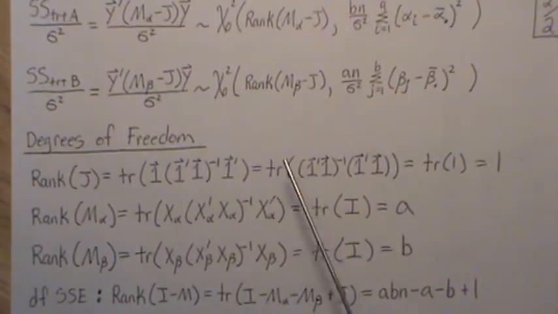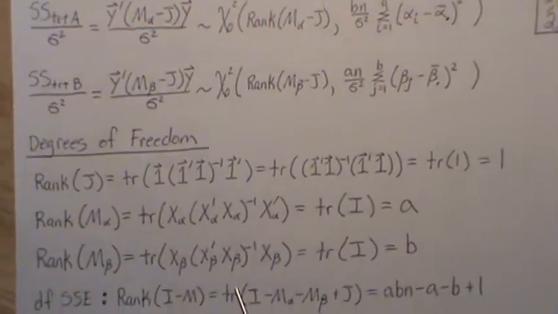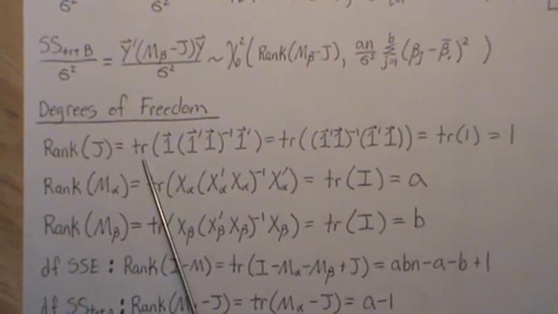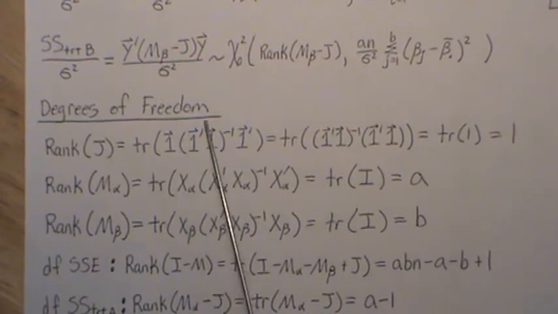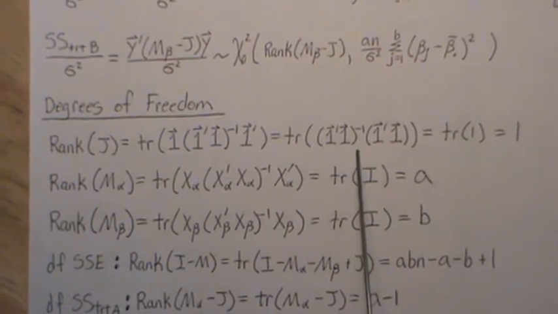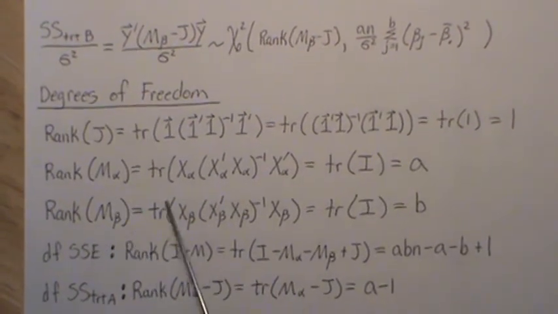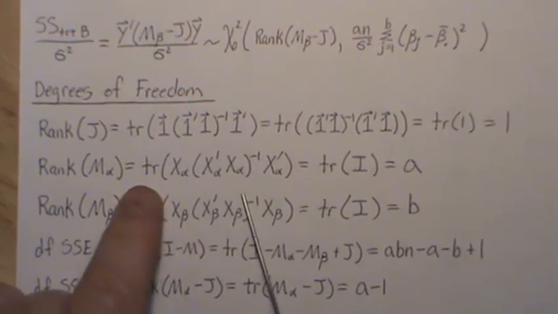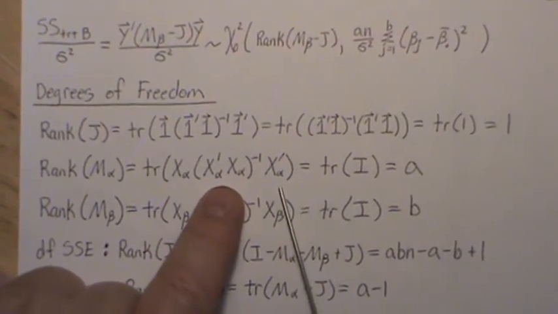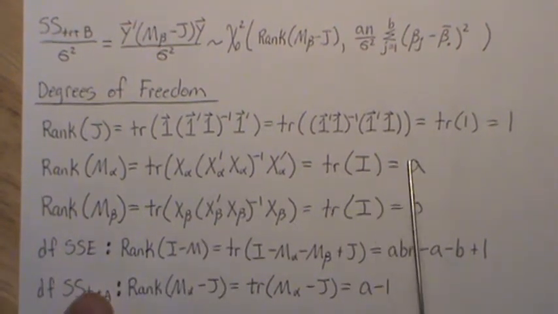Now the degrees of freedom associated with these is the rank of the matrix in the middle of the quadratic form. So let's look at that. The rank of J, since J is idempotent, is also equal to the trace. And with the trace, you can move things around. So if we move that to the back, this is a 1 by 1 identity matrix. So the trace of 1 is 1. The rank of M alpha, since that's idempotent, is equal to the trace, and then that can be taken to the back, and you have an A by A identity matrix. So the trace is A.